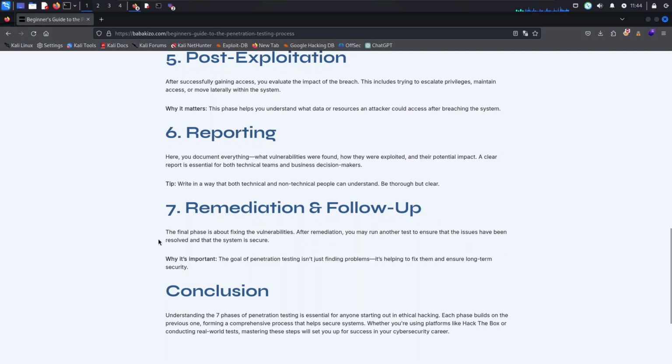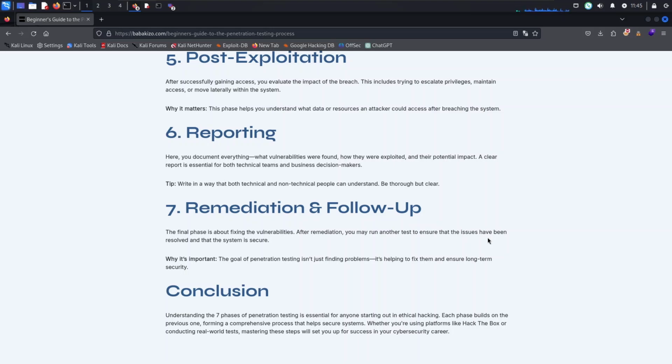remediation and follow up. The final phase is about fixing the vulnerabilities. After remediation, you may run another test to ensure that the issues have been fixed or resolved and the system is secure. So, why is it important? The goal of penetration testing isn't just finding problems, it's helping to fix them and ensure long-term security. And that is really straightforward. After reporting, you remediate and you follow up. You're not the one that's going to fix the vulnerability, they will, and you go back again and test to see if whatever you reported has been fixed or if it's still the same. And we're going to deep dive into that too later.